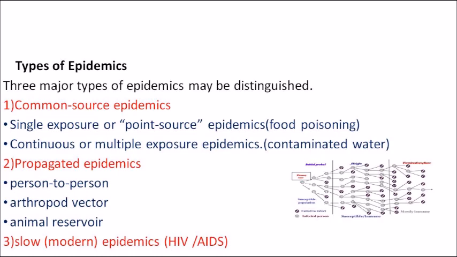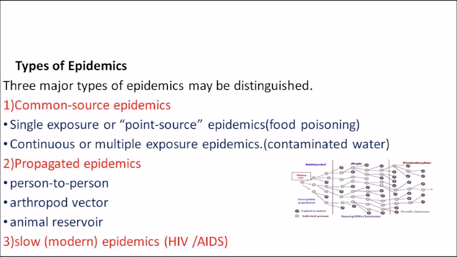Then what are continuous or multiple exposure epidemics? That is different from a single exposure. As the name suggests, it is continuous exposure from a common source of infection. For example, if a group of people is drinking contaminated water from a well continuously, they have been exposed multiple times. So they can develop diarrhea, dysentery, cholera, so many diseases. So that is what continuous or multiple exposure epidemics means. That is the common source epidemics. They all have a common source.